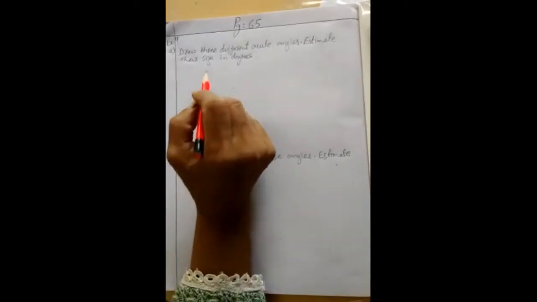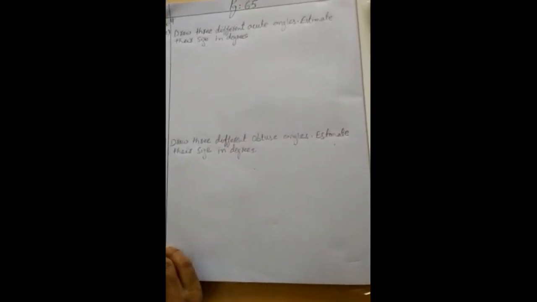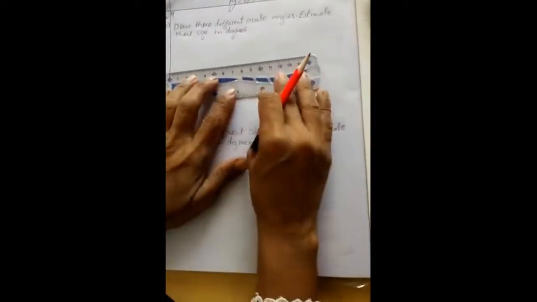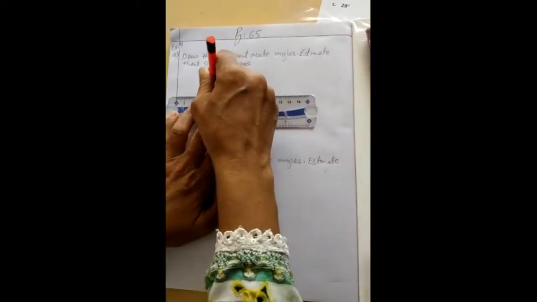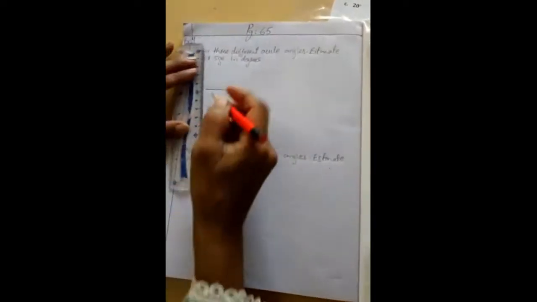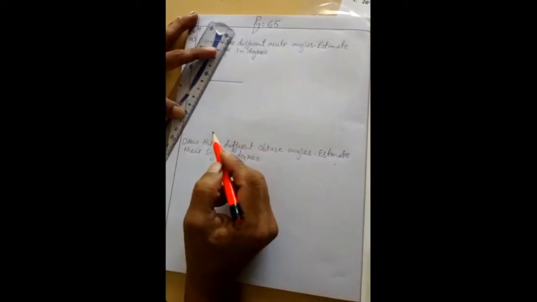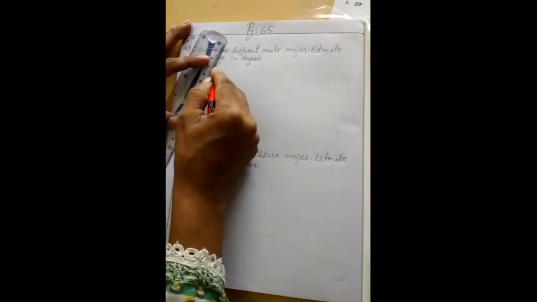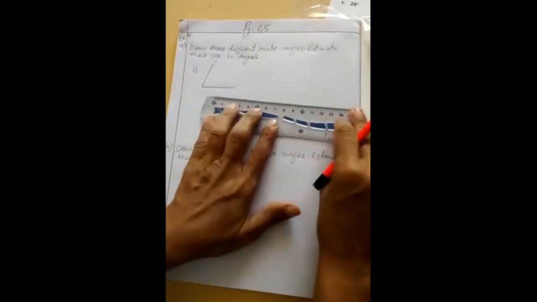The A part of question number 4 is: draw three different acute angles, estimate their size in degrees. It means we have to make three acute angles, and you know acute angles are less than 90 degrees. You know it's 90 degrees, means less than 90, it's an acute angle because it is less than 90.